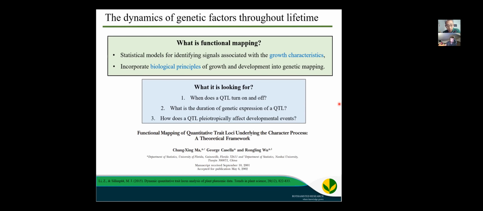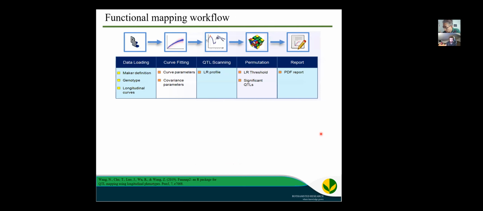And I'll just mention this publication, one of the first publications of Wu's group at the University of Florida. He was one of the group that developed all of these implementations of functional mapping in crops, I would say. And keep in mind, this was one of the first publications.